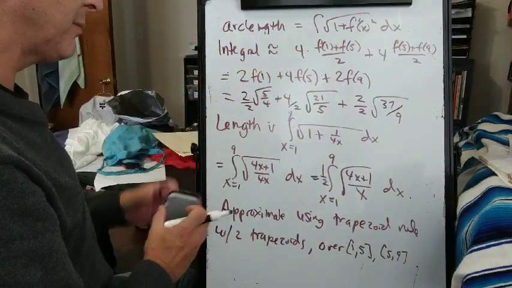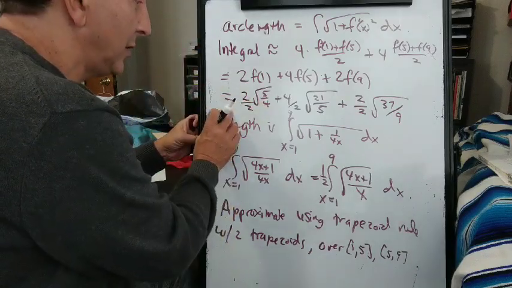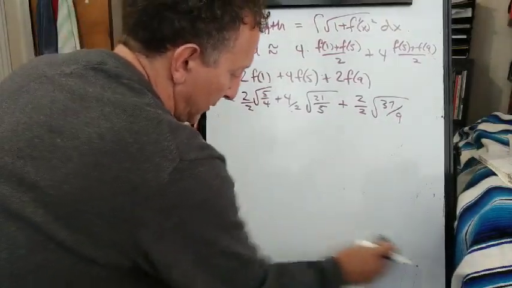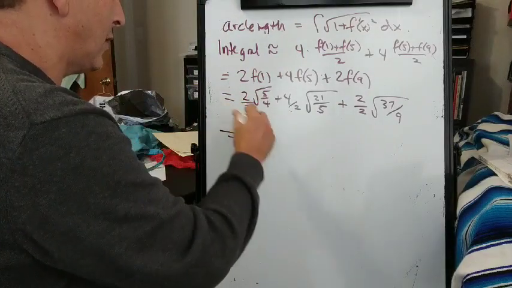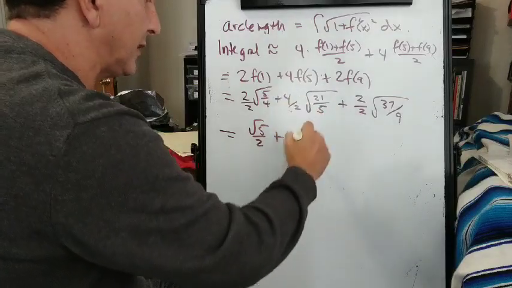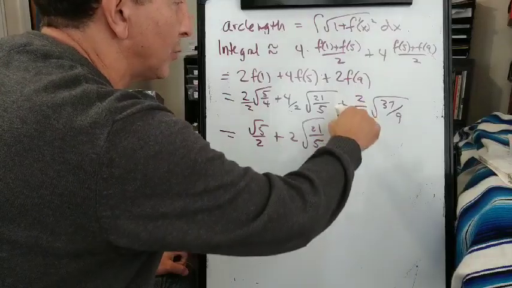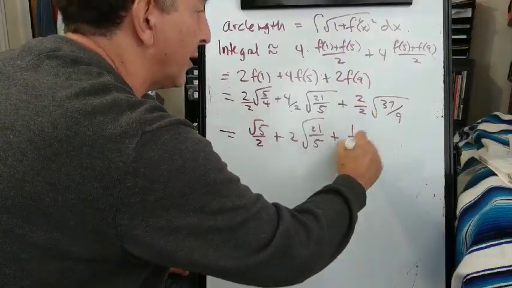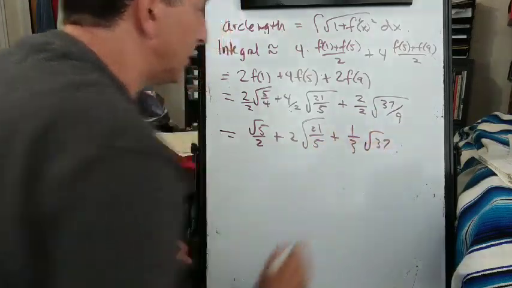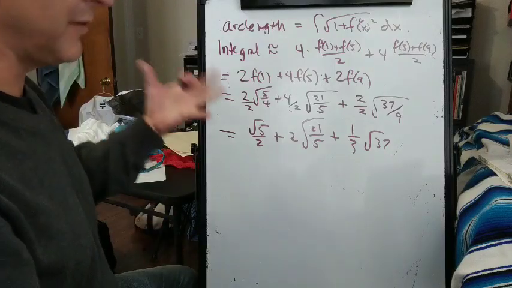And I guess we can simplify that a little bit. We can take out a square root of 4, we can simplify 2 over 2. So that's 1 square root of 5 over 2 plus 2, we can't simplify this anymore, square root of 21 over 5 plus 1, we can take out a square root of 9, which becomes 3 on the outside, square root of 37. So that's our trapezoid rule approximation of the arc length.